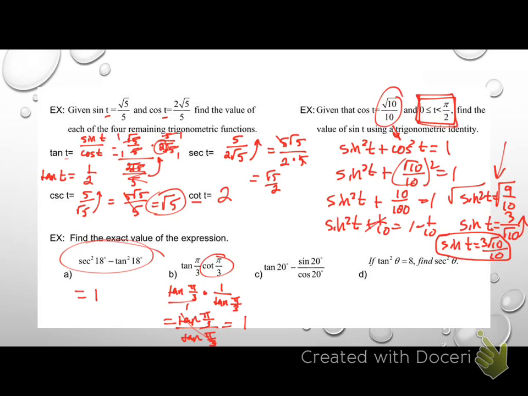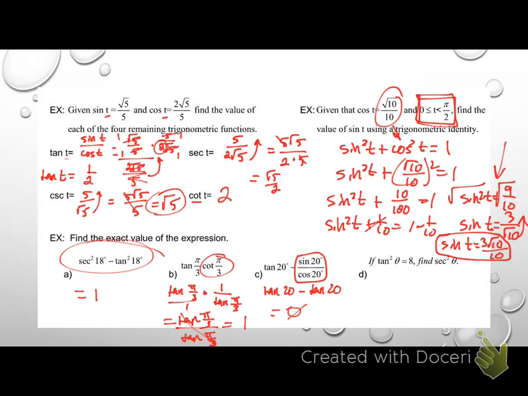Right? And then C, tangent 20 minus sine 20 over cosine 20. Looks pretty weird, right? But from our identities, we can actually rewrite that fraction as sine over cosine is how you get tangent. So we actually get tangent 20 minus tangent 20, which very obviously becomes 0. Because anything minus itself is 0.